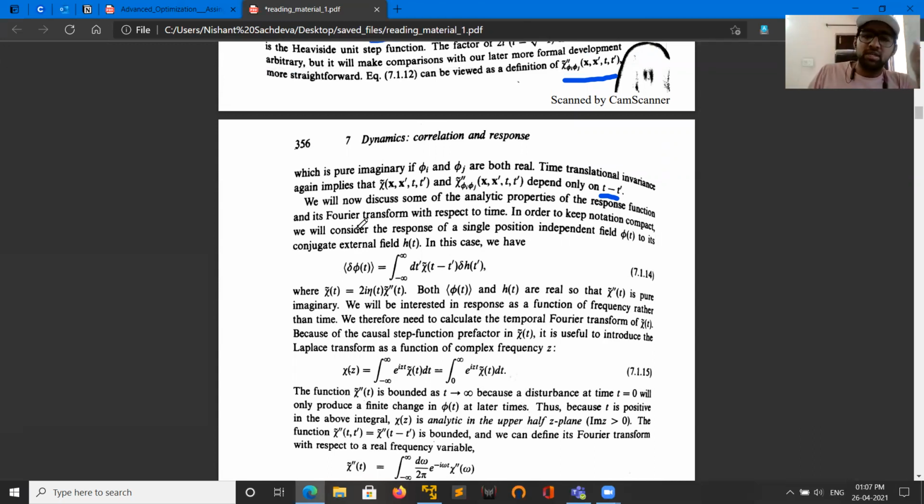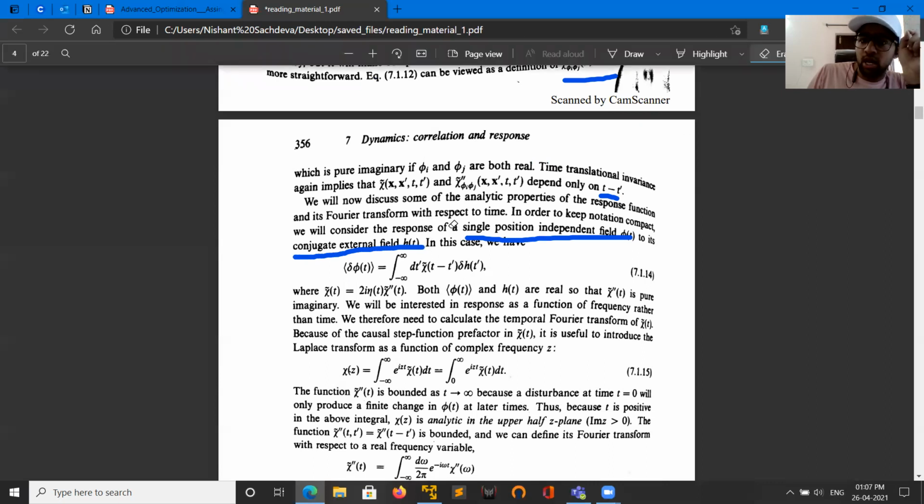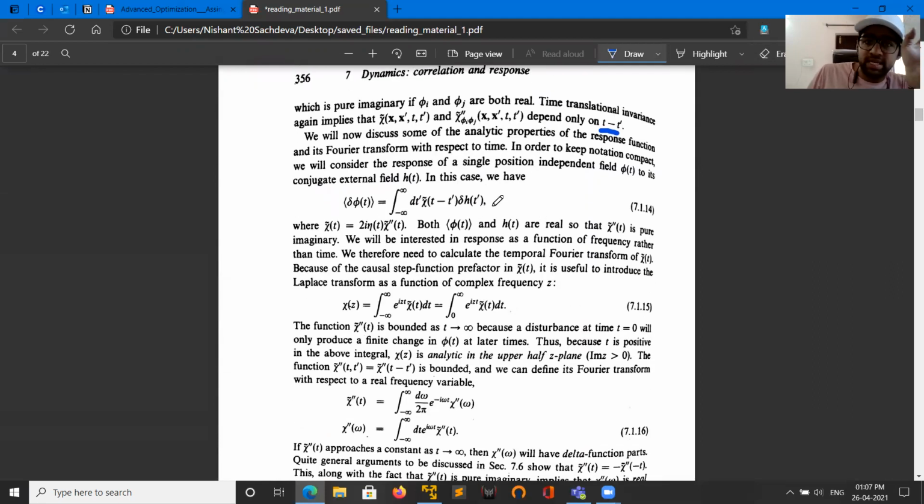So in order to keep the notation compact, we will consider the response of a single position independent field to its conjugate external field. Be careful with the words here. So in this case, we have this particular line. The average of the delta of phi of t is given by this particular integral. Again, note, this is a t dash. This is not exactly t minus t dash. So x tilde of t here is 2 iota eta of t x double dash tilde of t.